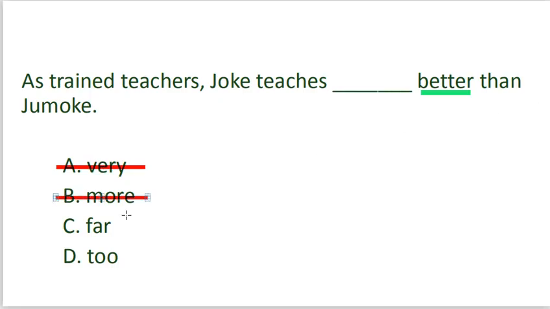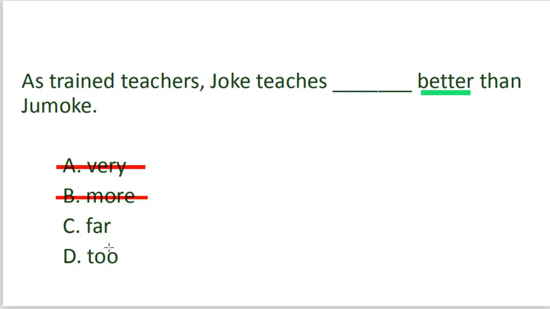Reason is that better is a comparative adjective. Well, better, best. Now we cannot have more better. That's what we call double comparative. We don't use more before a comparative adjective because more is also a comparative marker. We cannot say more better, more faster, more taller. It is an incorrect expression. So more is wrong. Far better than Jumoke, that is, we can consider that.